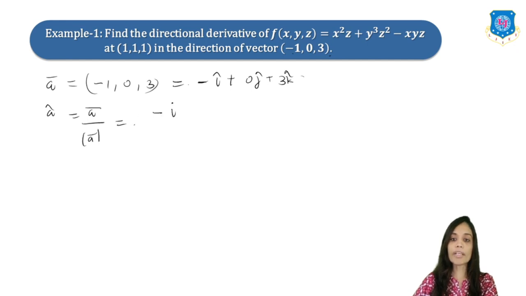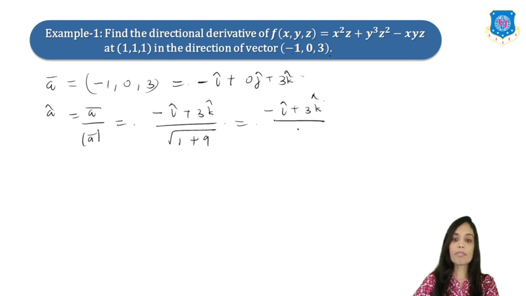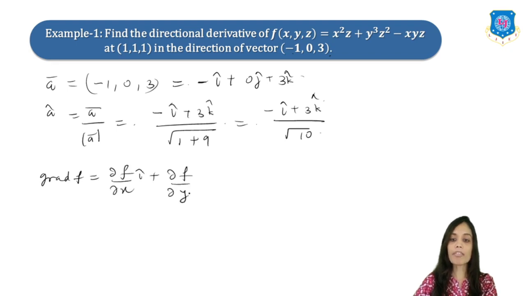So it will be minus i cap plus 3 k cap upon square root of 1 plus 3 square, it will be 9, right? So the final answer of a cap is minus i cap plus 3 k cap upon square root of 10. Now let us find the gradient of f. So the formula will be del f by del x i cap plus del f by del y j cap plus del f by del z k cap.